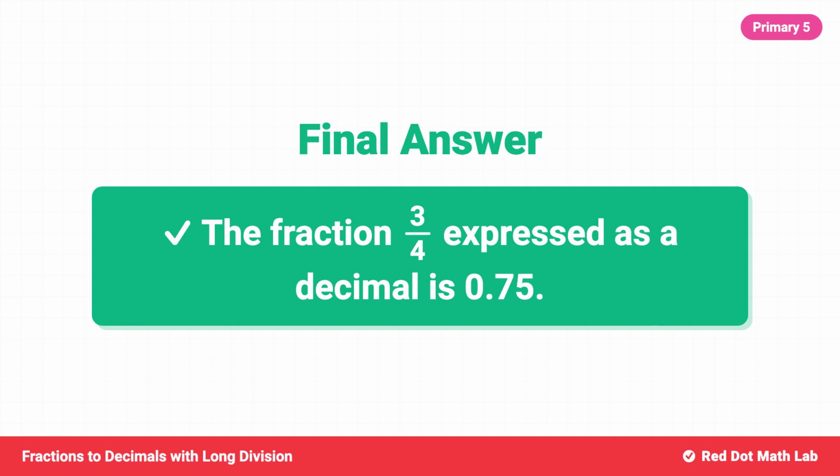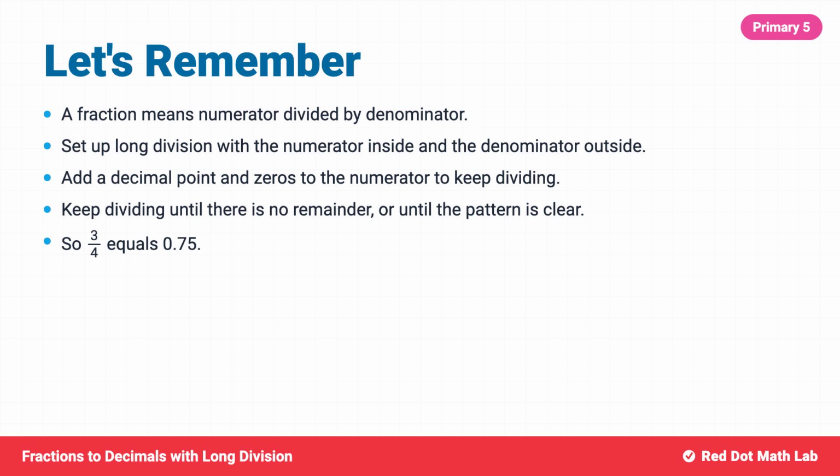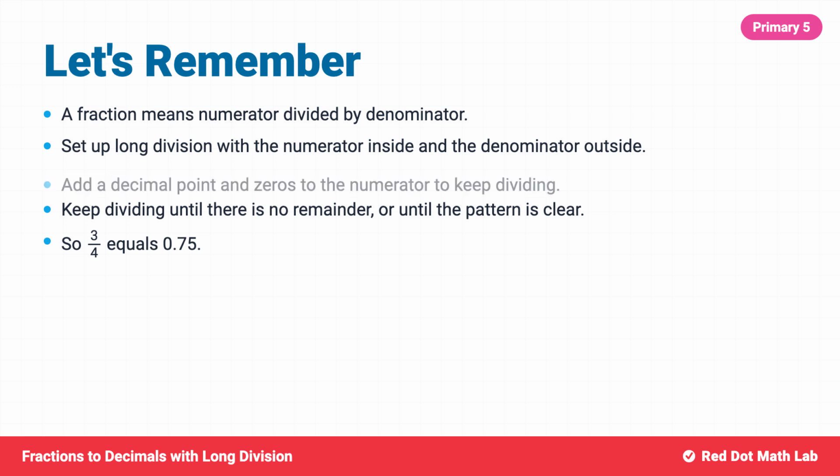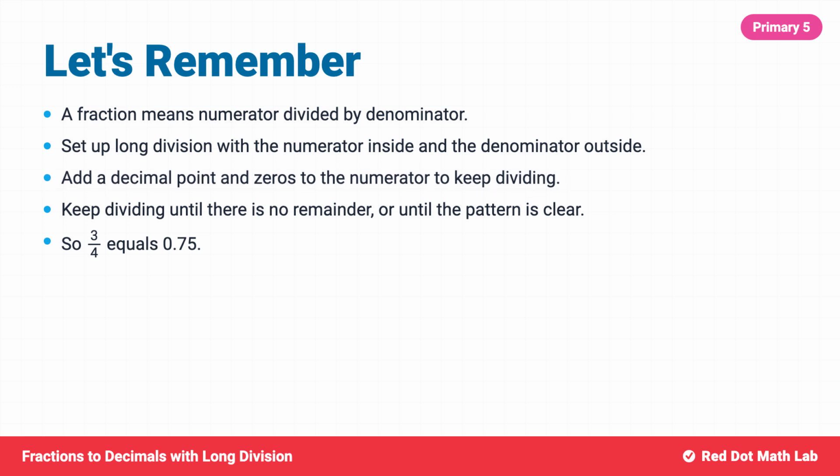Well done! Let's remember the key steps. A fraction means the numerator divided by the denominator. We set up long division with the numerator inside and the denominator outside. We add a decimal point and zeros to the numerator so we can keep dividing. We keep dividing until there is no remainder or until the pattern is clear. And so, 3/4 equals 0.75.